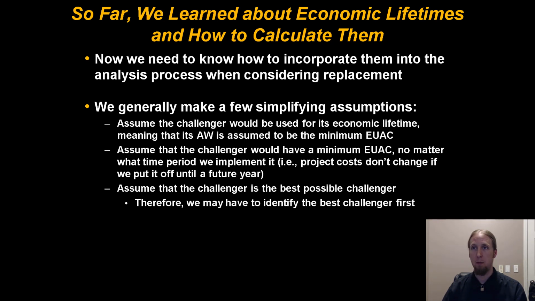So we may have a step beforehand where we need to figure out what that best challenger is. And that would be a standard project selection exercise, except for the fact that now we're going to compare them on an annual worth basis, assuming that each potential challenger is used for its own economic lifetime. If different challengers have different economic lifetimes, then we have the same sort of situation we had before, where the project selection process has to account for the fact that we have unequal lifetimes.